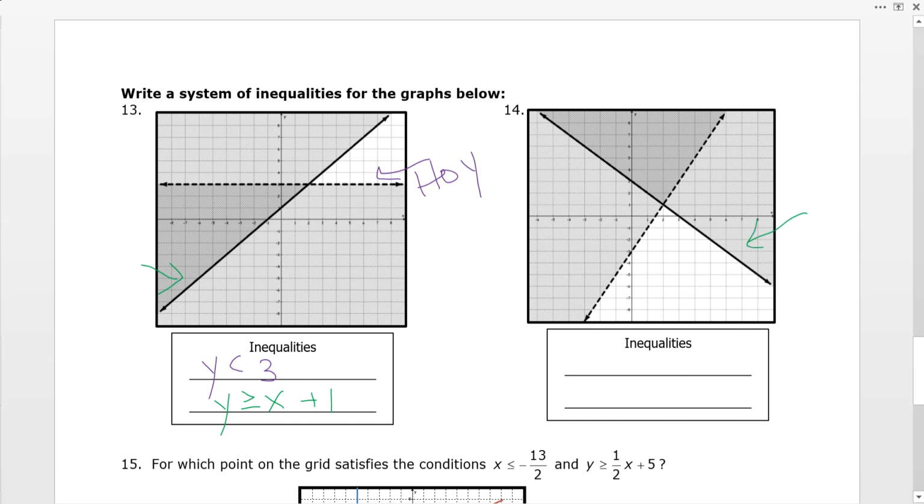Okay, I'm just going to do my solids in green this time. So I have a negative slope, and it goes through 3. So I have plus 3, and my slope is -1. And my y is going to be greater than or equal to because it's shaded above, and it's solid. But it has a negative slope.